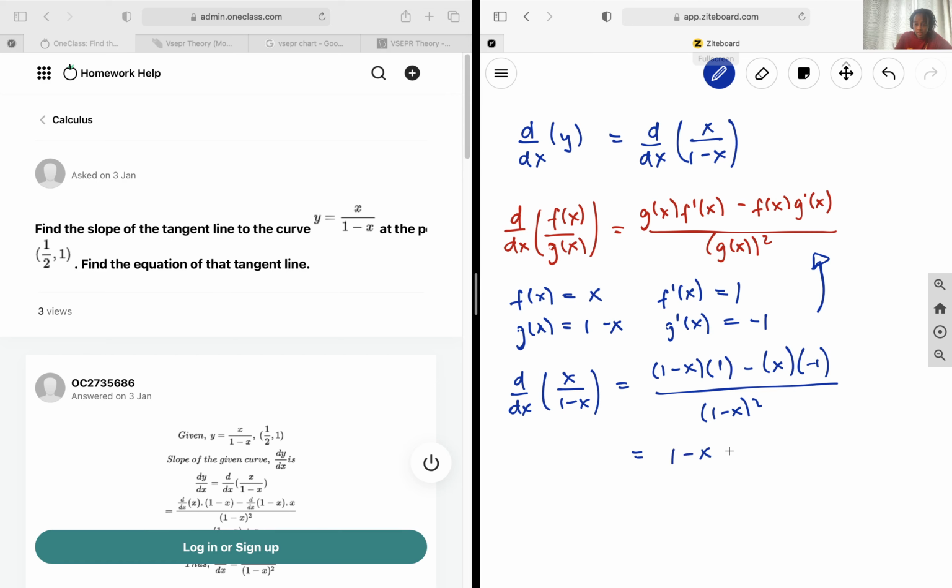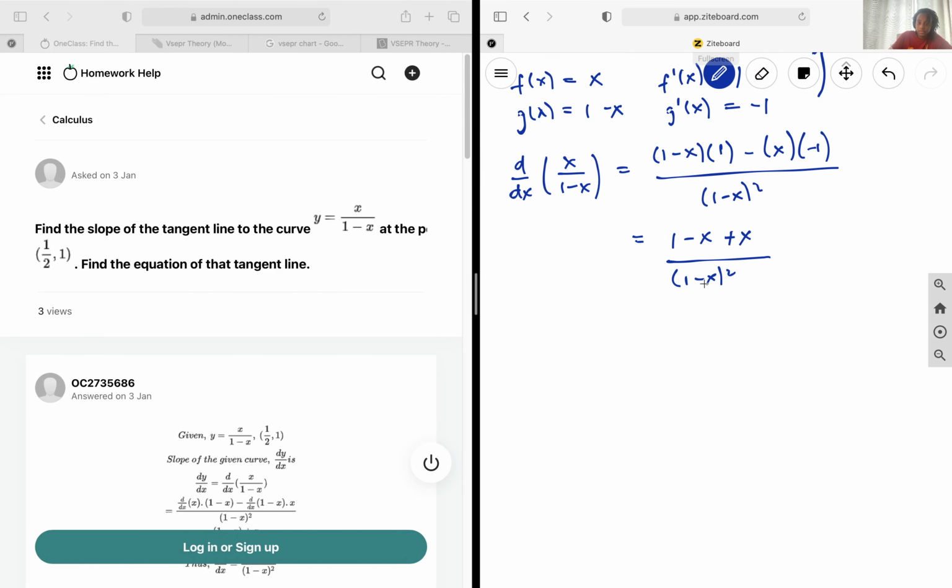So that is 1 minus x minus negative 1 times negative 1 is going to be positive, so plus x all over 1 minus x squared. These two will obviously cancel, and then it becomes 1 over 1 minus x squared as our final answer.